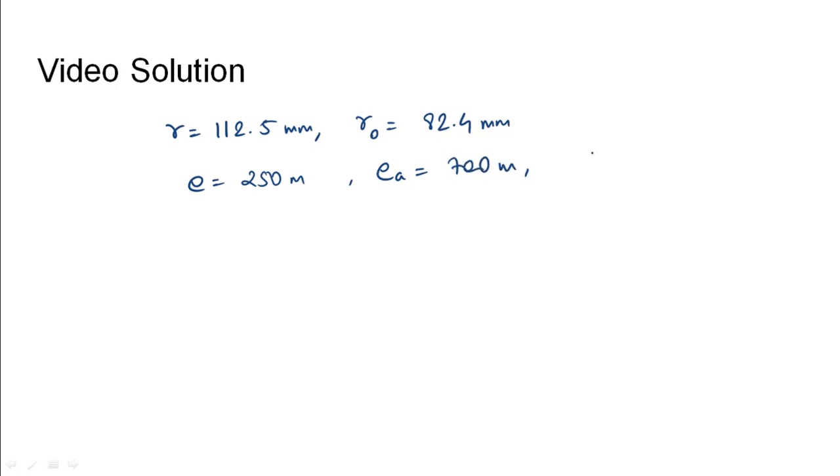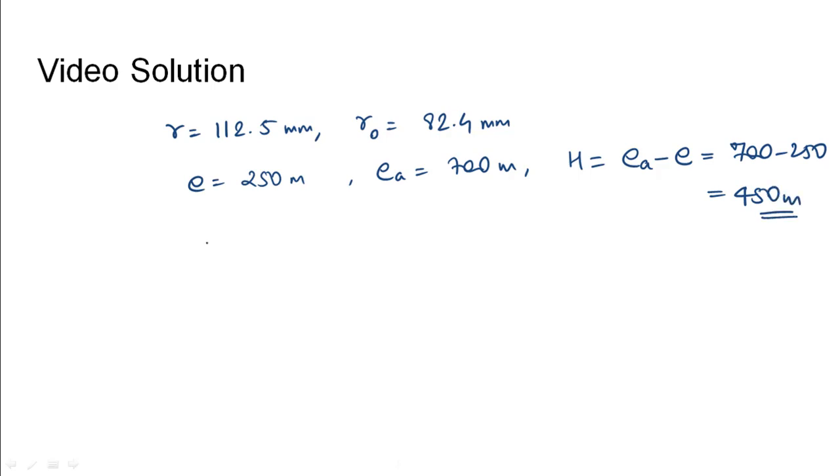So in this case R has been given as 112.5 millimeters. R0 is given as 82.4 millimeters. The base of the tower is at an elevation of 250 meters from the datum, and the aeroplane is flying at an elevation of 700 meters from the datum. So using this we can find the capital H value, which will be EA minus E, that would be 700 minus 250, that would be 450 meters.